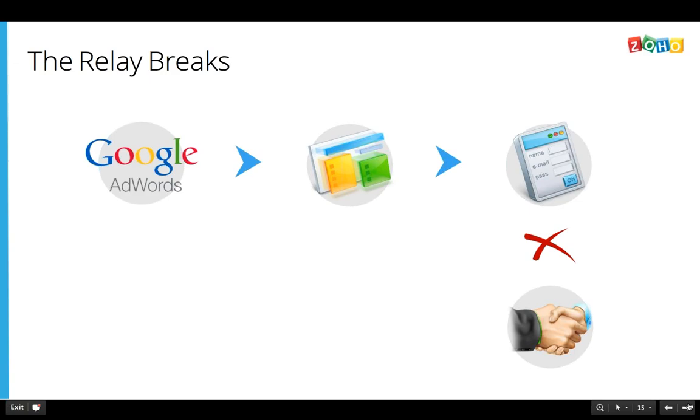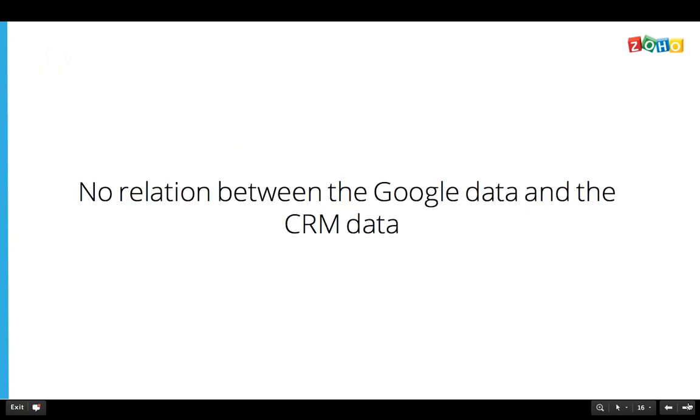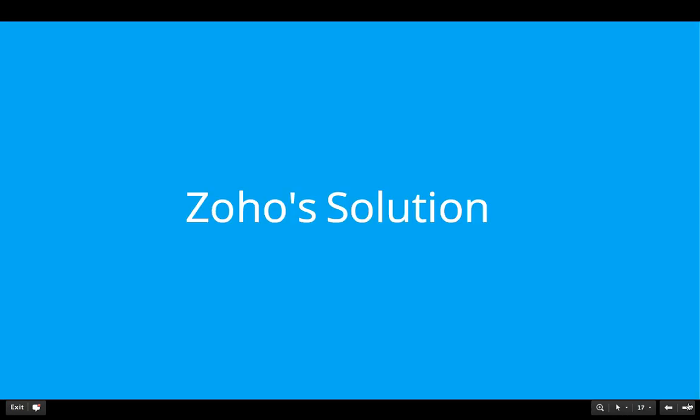Now, what is that break? The break is that there is no connectivity between the source of the lead and the data which gets stored in the CRM system. There is no relation between the Google data and the CRM data.